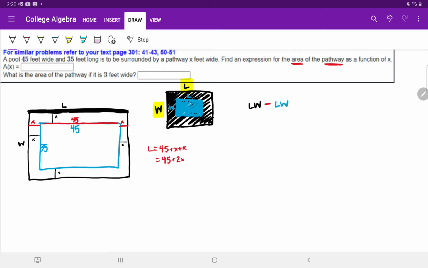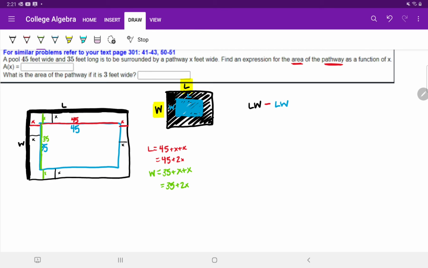which we could write as 45 plus 2x. Now for the W, which would be this side here that I'm coloring in a thick border right now. This W is going to be made up of this little length here plus this longer length plus another little length. So the two smaller lengths from the pathway are each x, and then the longer piece is 35. So this width is made up of 35 plus x plus x. Very easy to see, 35 plus 2x.